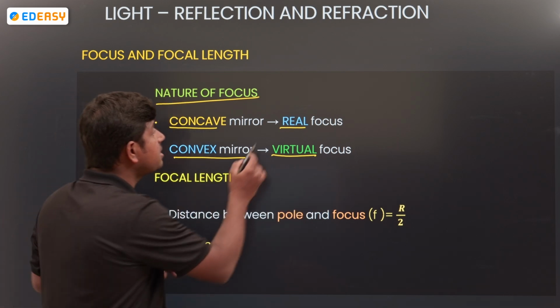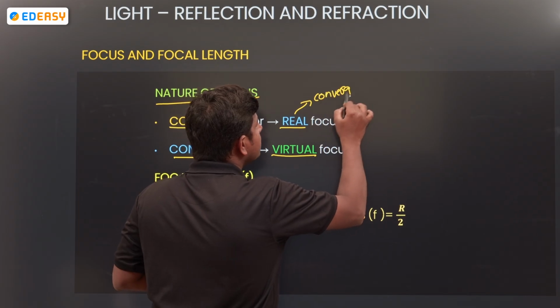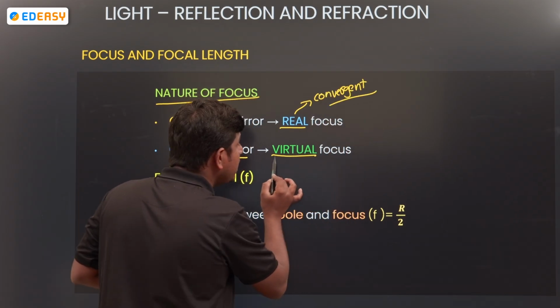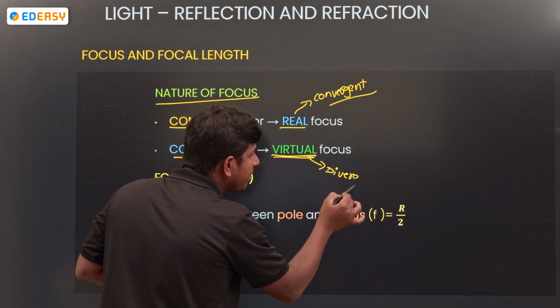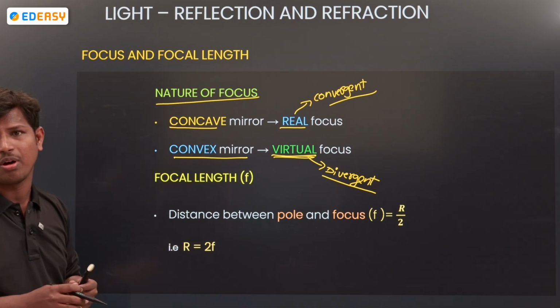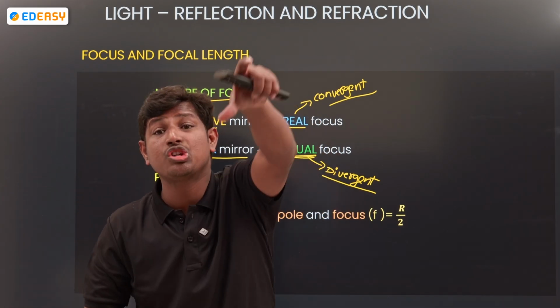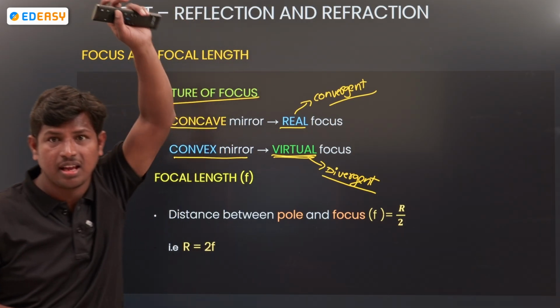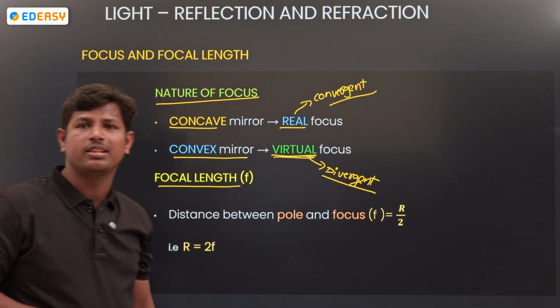Why does it give real? Because of convergence of light. Why does it give virtual? Because of divergence, the light rays do not actually meet at that particular point. They only appear to meet at that point. That's why it is called a virtual focus. Clear?